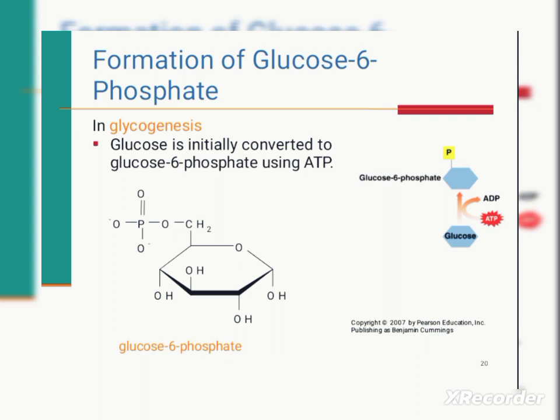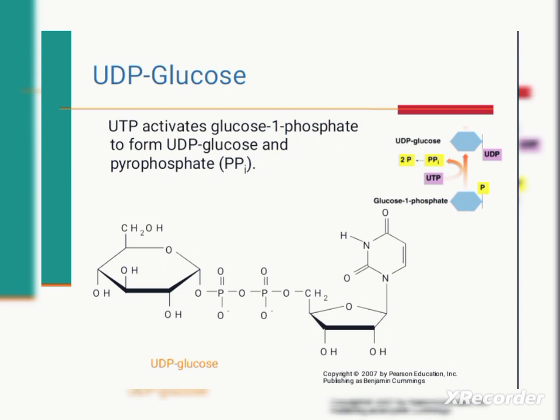Formation of glucose 6 phosphate in glycogenesis: glucose is initially converted into glucose 6 phosphate using ATP. Glucose 6 phosphate is converted into glucose 1 phosphate. Then UTP activation: glucose 1 phosphate reacts with UTP to form UDP glucose and pyrophosphate.